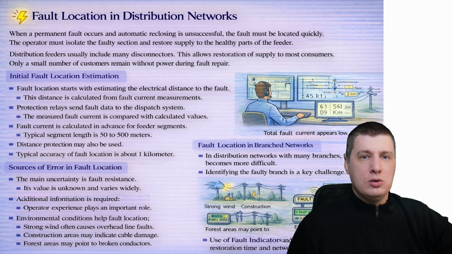Distance protection may also be used. It estimates fault impedance and distance. Typical accuracy of the fault location is about 1 kilometer. The main uncertainty is fault resistance. Its value is unknown and varies widely. Because of this, the real fault may be closer than calculated. This is called positive error. Load current during the fault also affects measurements. If the fault is far from the feeder start, voltage and load current may still be present.